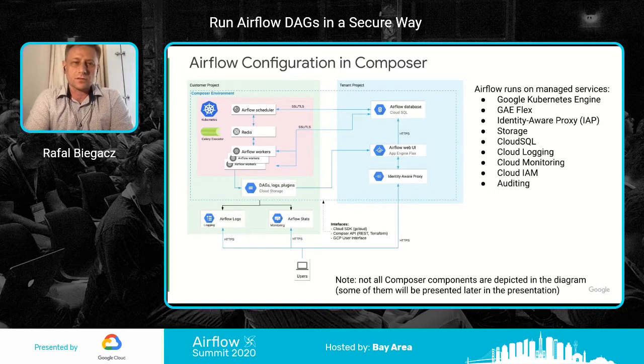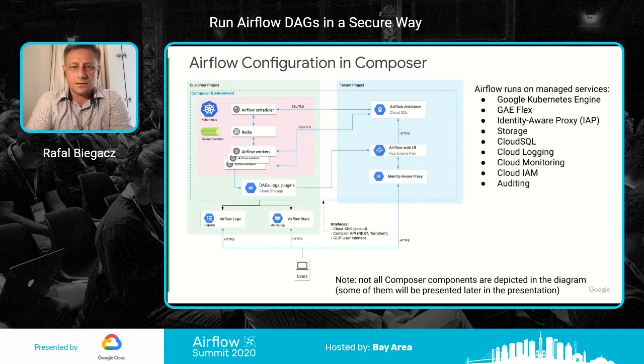Before we jump to the security practices that you can apply, let me introduce a little bit of information about Airflow and how it is being run within Composer. Here in the picture, you can see 2 GCP projects, customer project and tenant project, and Airflow components are run between those 2 projects. On the left-hand side, Airflow Scheduler, Redis Queue, and Airflow Workers are run within the customer project on a GKE cluster. As an executor, we are using Celery.